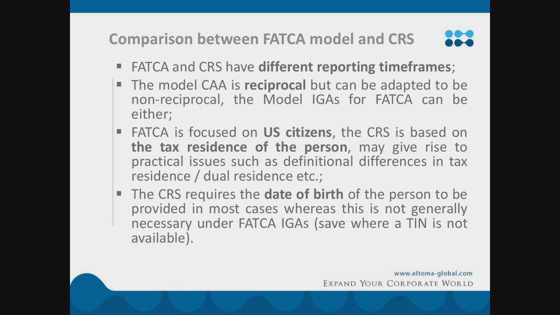In the end, I would like to briefly consider the differences between FATCA model and Common Reporting Standards model, because many countries will actually apply both. So it's important to appreciate the differences. So firstly, FATCA and Common Reporting Standards have different reporting timeframes. Secondly, the model competent authority agreement is reciprocal, but can be adapted to be non-reciprocal, whereas the model IGAs for FATCA can be either. FATCA is focused only and mainly on US citizens, and the Common Reporting Standards is based on the tax residence of the person.